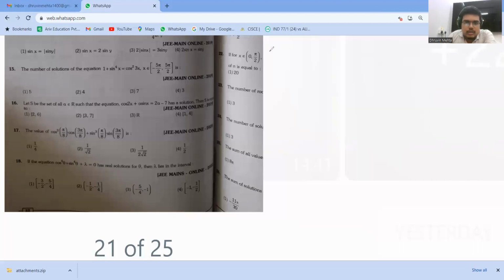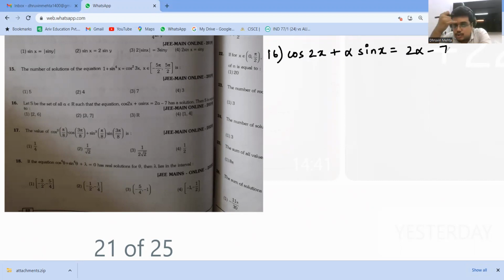So question 16, Arush, we have cos 2x plus alpha sin x equal to 2 alpha minus 7. S is the set of all values of alpha such that this equation has a solution. ठीक है, we have to find the set S. Basically, we have to find all the possible values of alpha for which this equation will have a solution.